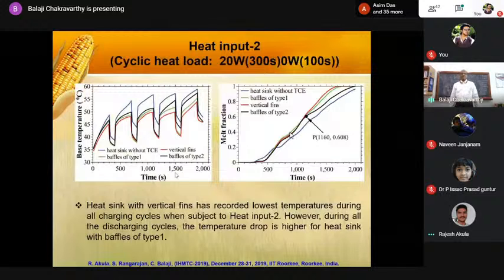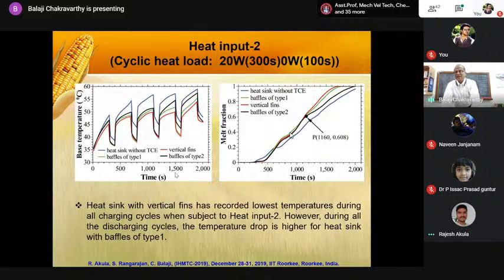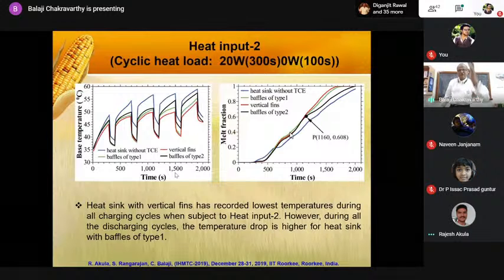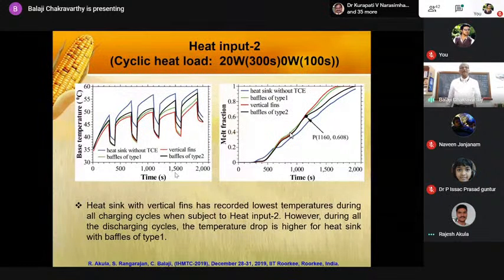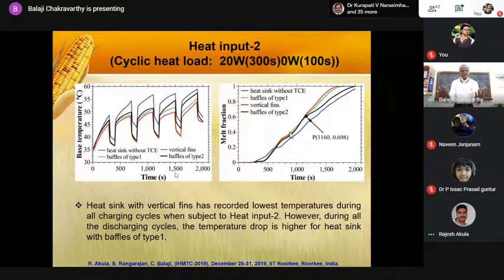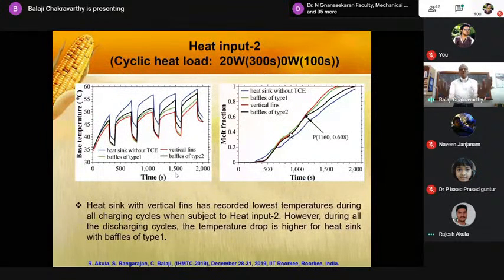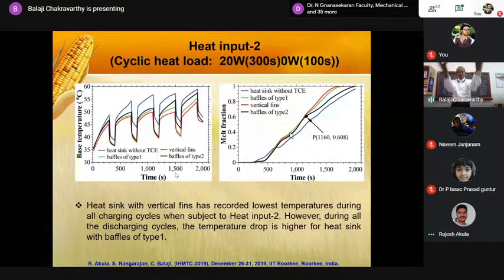Up, down, up, down. Now you can see the difference. The melt fraction, the red line on the right side, is very good for vertical fins. So the heat sink with vertical fins has a high melt fraction, so there's a lot of melting taking place. When it melts, it's like a shock absorber. It takes so much heat. It ensures that it melts so that the temperature does not go up.